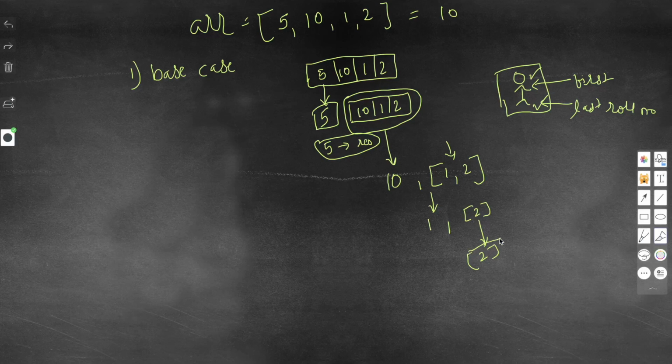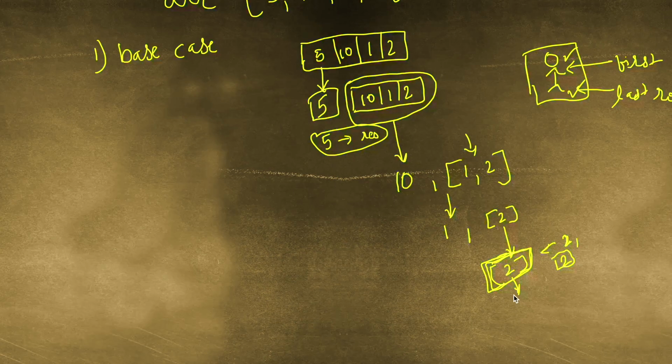Same case here, I have only one element in my array. If somebody asks who is max here, he will tell 2. If somebody asks who is min, he will tell 2. So this is our base case. When only one element exists in my array, that is my base case and I will return that element as the maximum in the subarray. So we have found that this is the smallest problem in our whole problem.